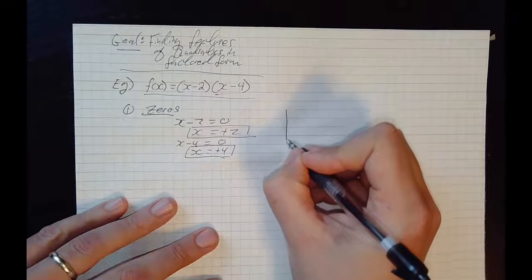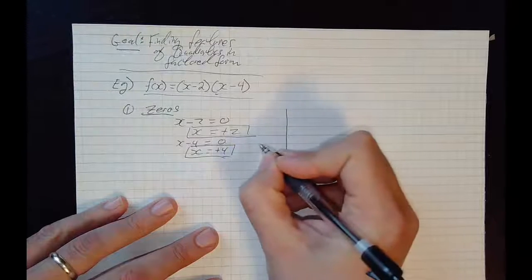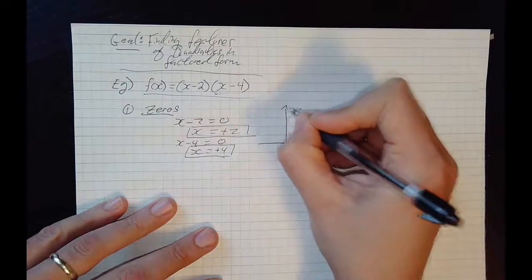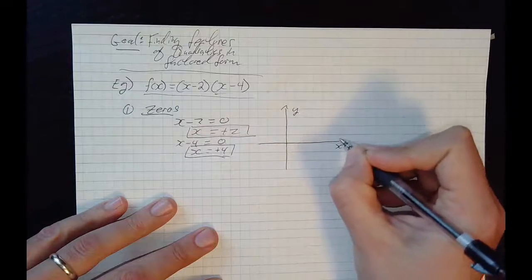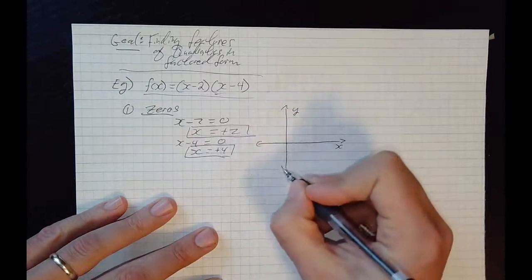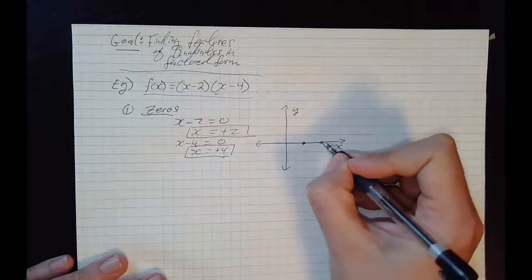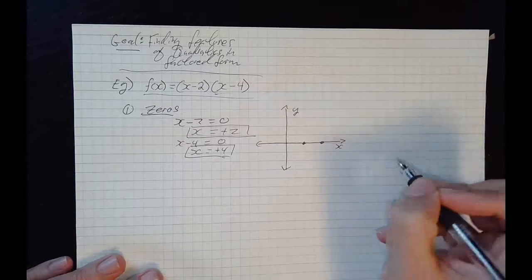So I'm going to start sketching my graph. Goes off to the side here. So my y-axis and my x-axis. And I know my two zeros are at 2 and 4. So those are my two zeros already. Okay, let's keep going.